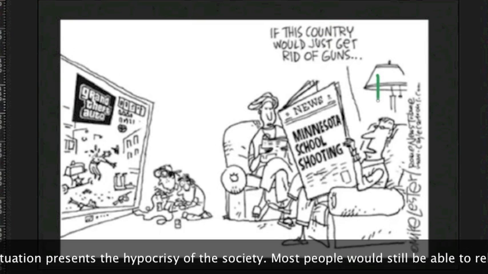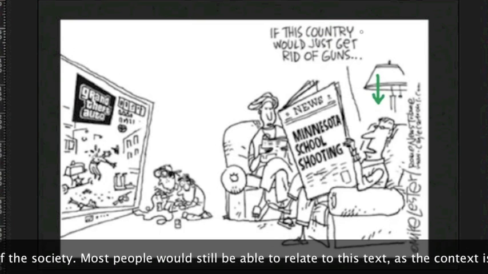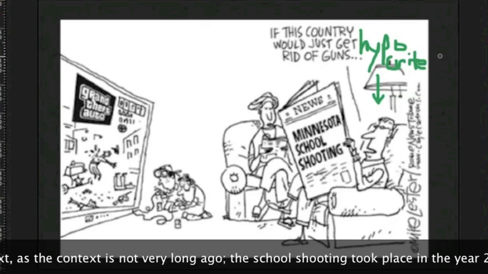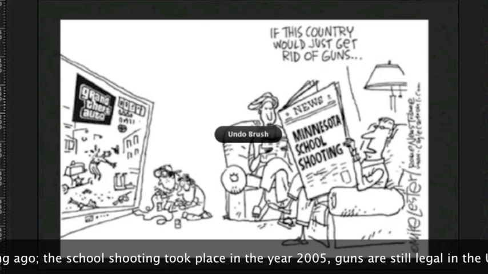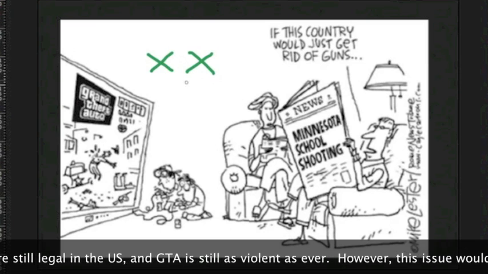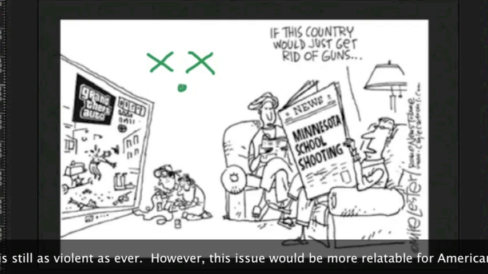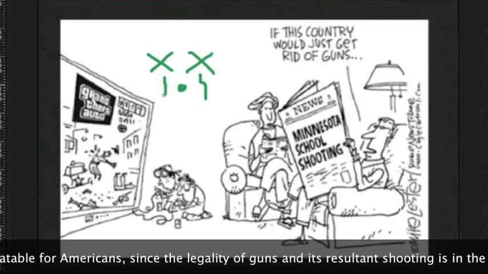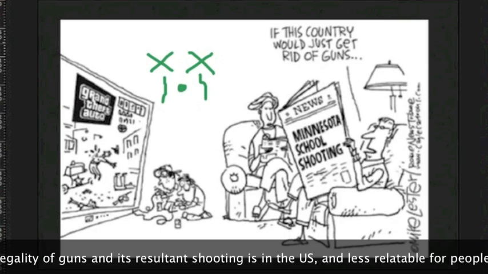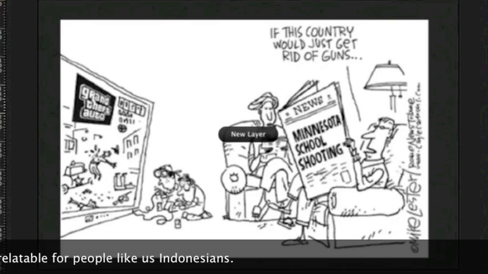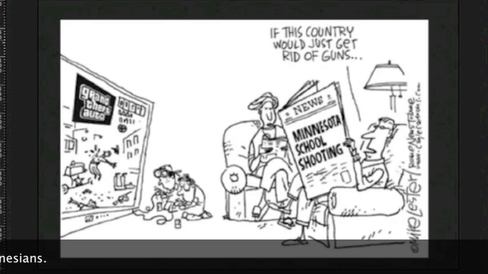Meanwhile, putting the irony in a typical society situation presents the hypocrisy of the society. Most people will still be able to relate to this text, as the context is not very long ago. The school shooting took place in the year 2005, and guns are still legal in the US, and GTA is still as violent as ever. In fact, a new edition just came out recently. However, this issue would be more relatable for Americans since the legality of guns and its resultant shooting is in the US, and less relatable for people like us Indonesians.